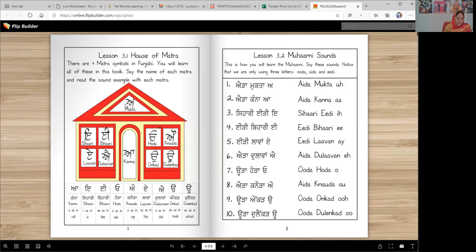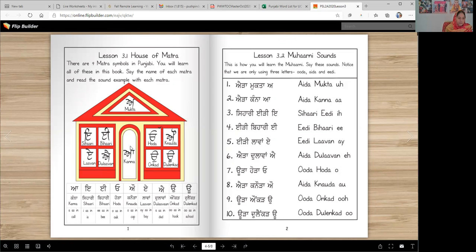Let's look at Ada. Ada can use mukta. No matra symbol, that means mukta means free. Ada can use kanna, Ada can use dulama, and Ada can use kanora. Ada will not use any other matra. Is that interesting, right? Then look at Edi. Edi can use sihari, Edi will use bihari, and Edi will use lama. Edi will not use dulama. Edi will not use kanna. Edi cannot be used without any symbol, not mukta.